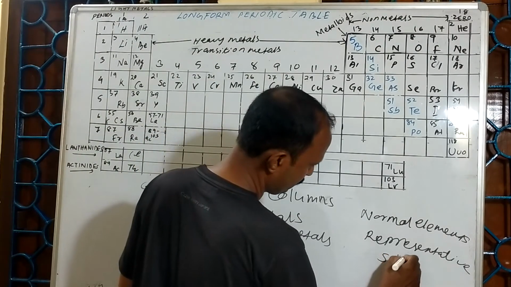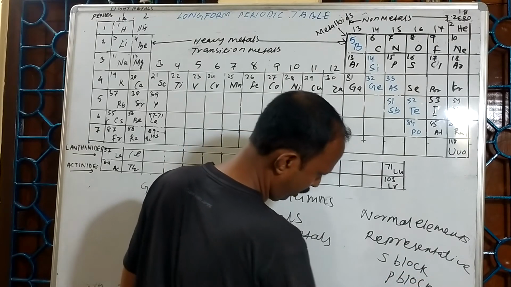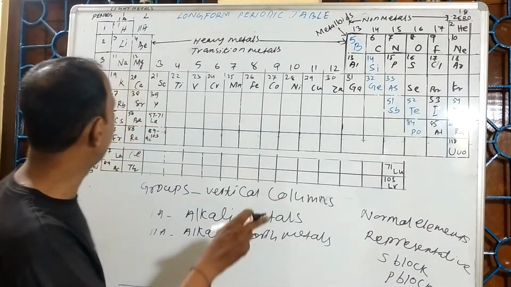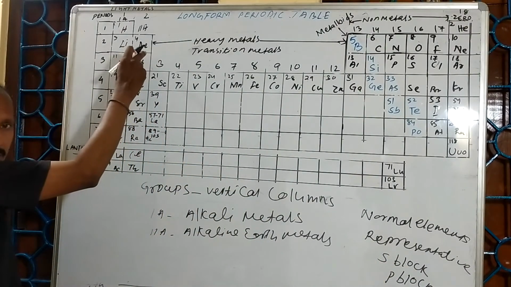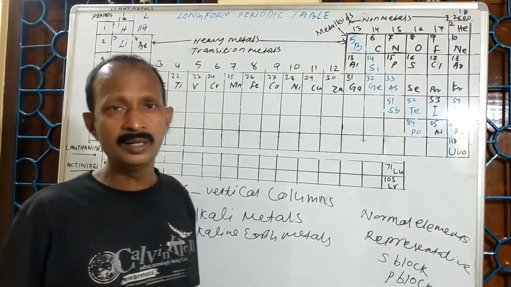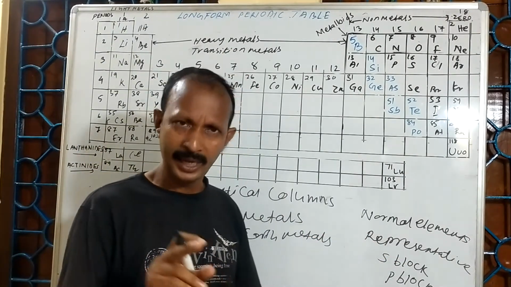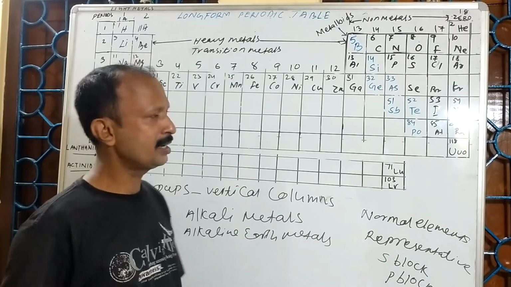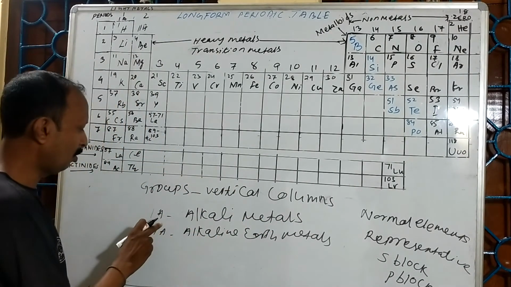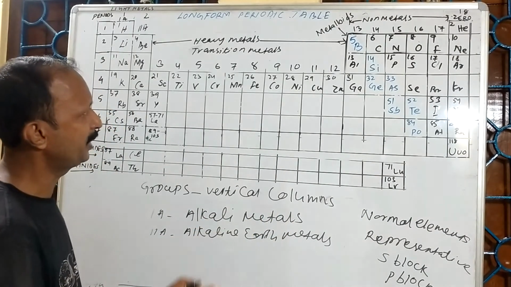They contain S block and P block. S block and P block means the last electron here enters into the S orbital, whereas the last electron here enters in the P orbitals. So we say S block and P block elements. So in this class we discuss these normal elements. Okay. So first A alkali metals, second A alkaline earth metals.